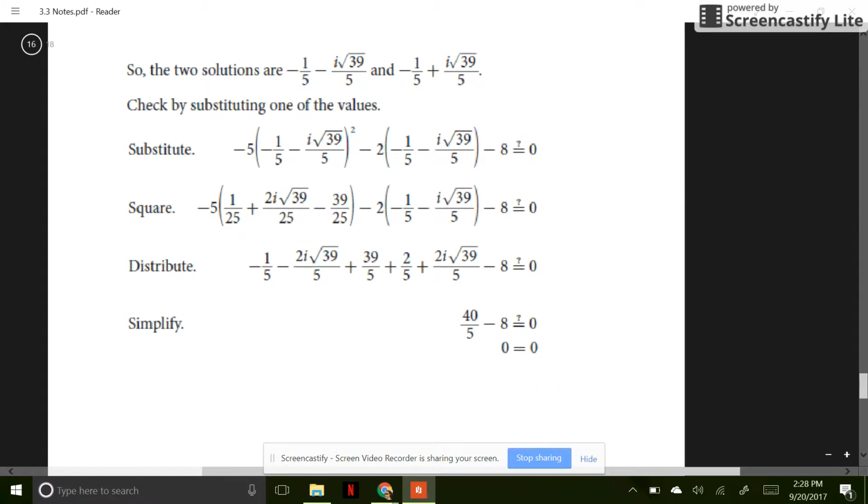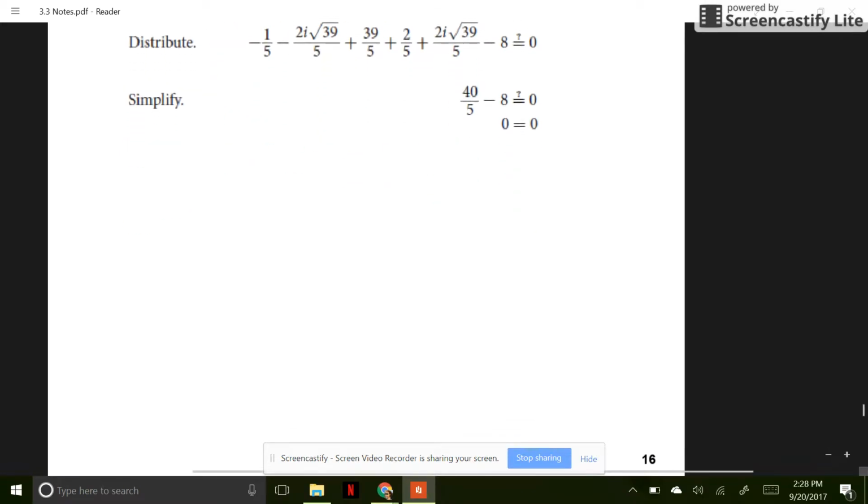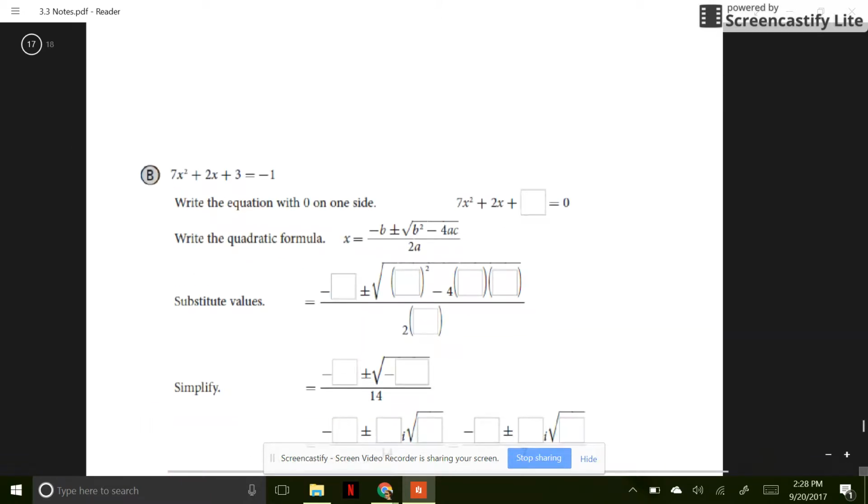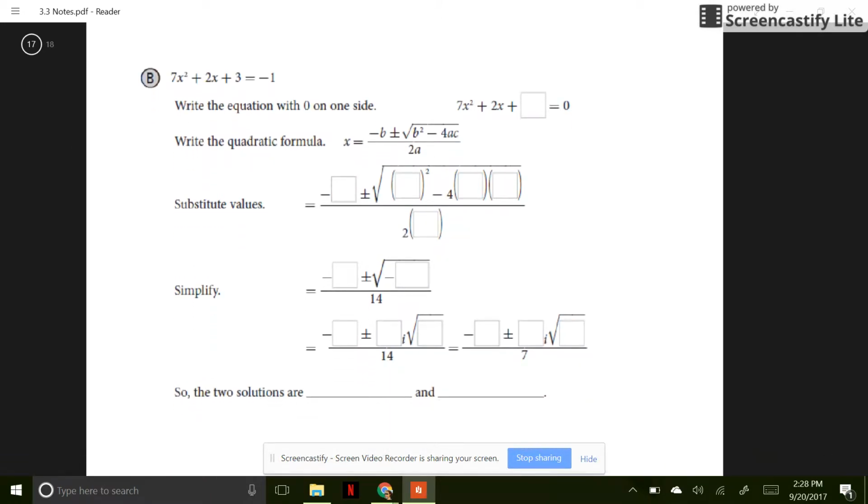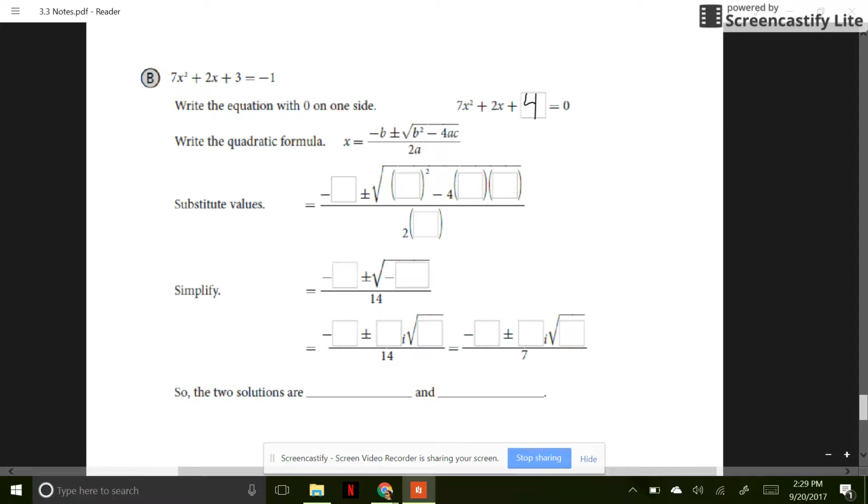And you can check these by substituting the values in to make sure they work. We're not really going to do that most of the time because it takes a lot of time. So we're going to focus just on making sure you can solve it. First thing we need to do, write the equation so that we're equal to 0. So we'll add 1 to get 4. Now we use the quadratic formula. So pay attention, a is 7, b is 2, c is 4.